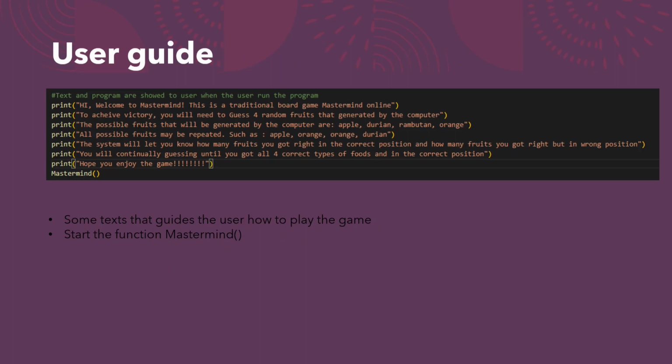So before the program starts, I print out some text that welcomes the user to play the traditional board game Mastermind online, and I give them some simple guides and rules on how to play this game and some examples so that they know what they will be doing in the game. After that, I will start the function Mastermind and let the whole program start running.